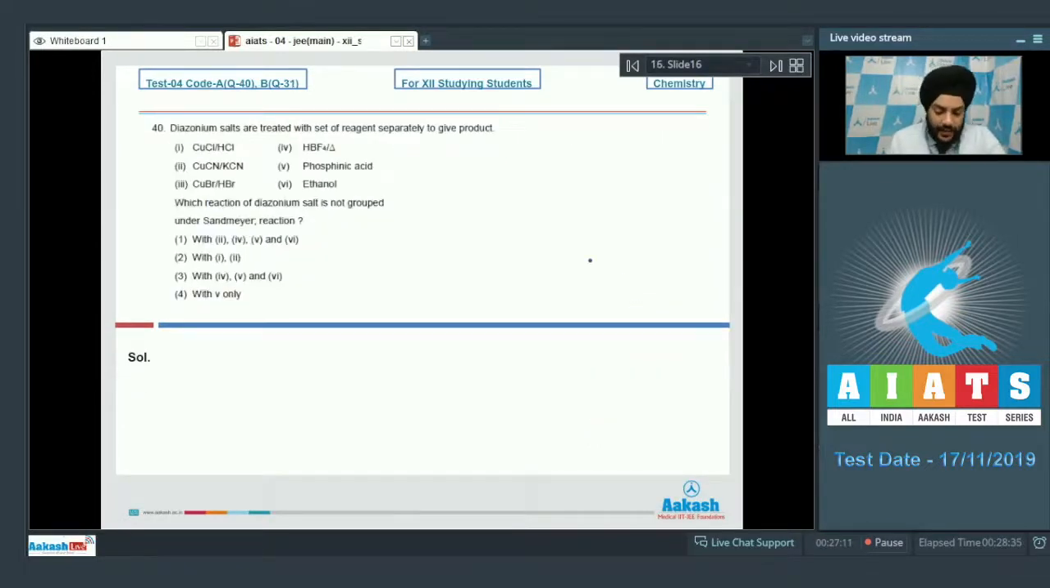Question number 40. Diazonium salts are treated with set of reagent separately to give products. So we've been given 6 different reagents and the examiner seems to be interested in which reaction of diazonium salt is not grouped under the Sandmeyer reaction. So if we talk about the Sandmeyer reaction, students, the reactions given in option 1, option 2 and option 3, they are clubbed under the Sandmeyer reaction, whereas 4, 5 and 6 are not. So students, for this question we have to select those reactions or those set of reagents which are not included under the Sandmeyer reaction. So students, we have to mark the correct answer to this question as option 3.